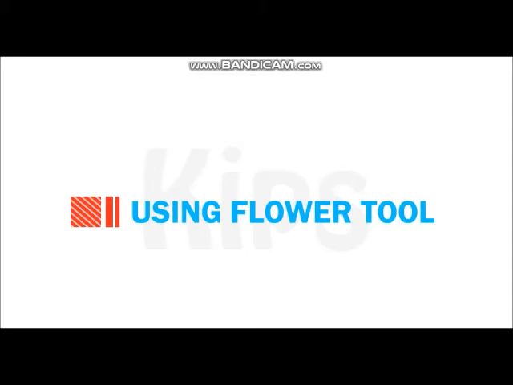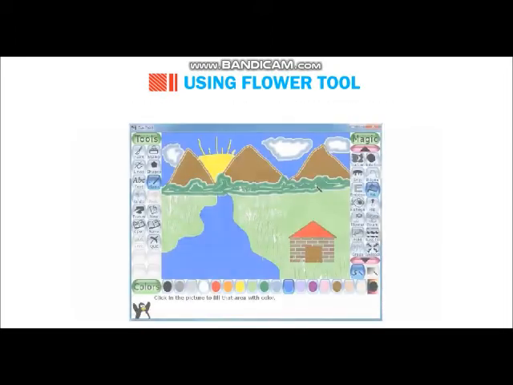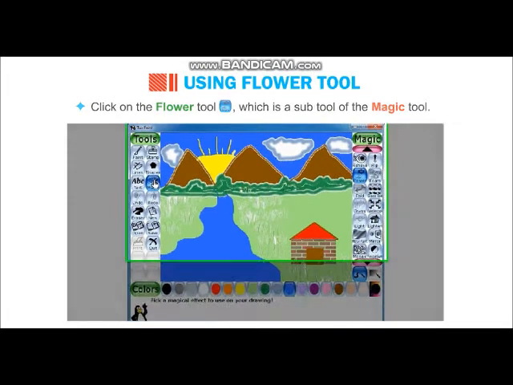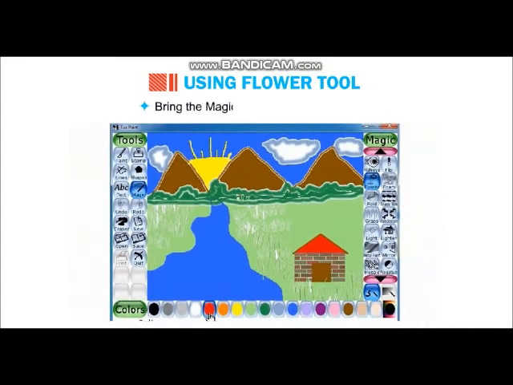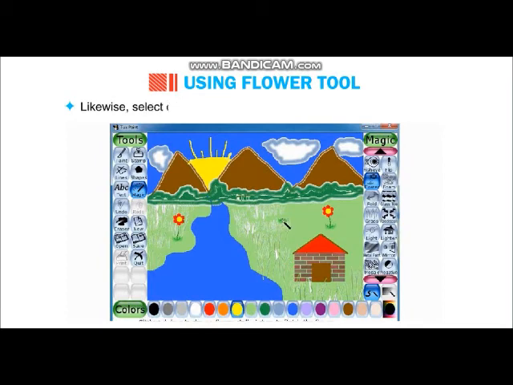Alright students, let us now learn how to use the flower tool. It is a ready-made option to draw flowers on the canvas. Click on the flower tool, which is a sub-tool of the Magic tool. Select red color from the colors palette. Bring the magic wand over the grass. Keep clicking on the grass area to add flowers on it. Likewise, select different colors to add colorful flowers on the grass.